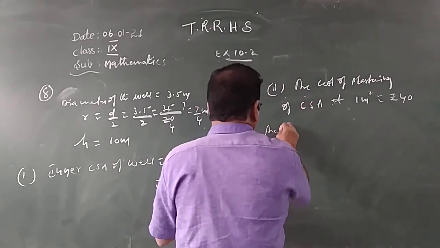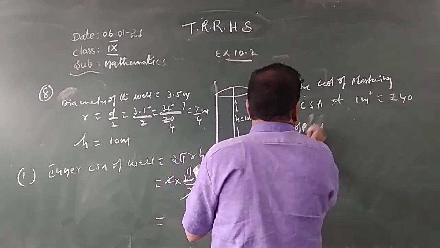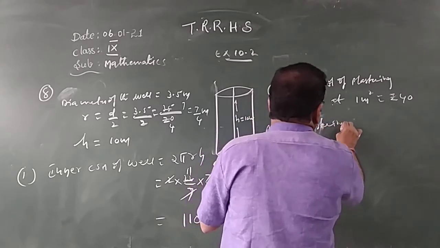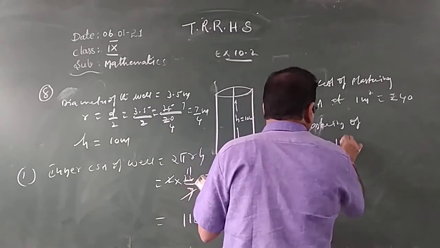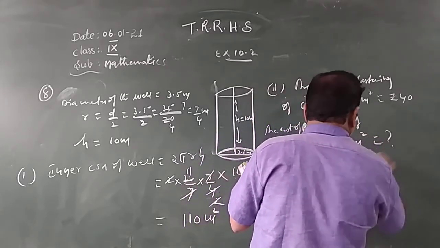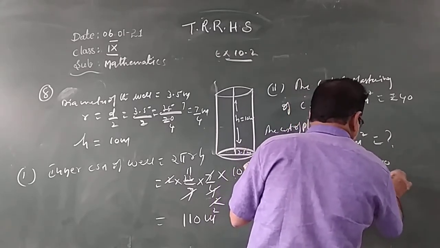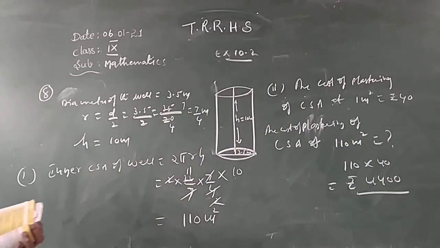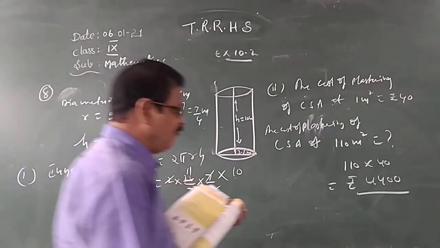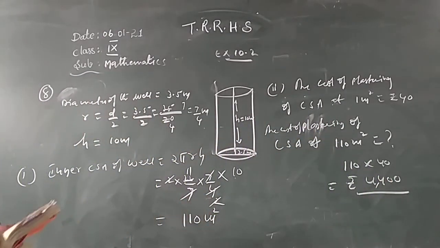The cost of plastering the CSA of 110 square meters equals how much? So 110 square meters into 40. So 11 44. How much? The cost of plastering this curved surface area of the well is 4,400 rupees. This is the answer. I hope you clearly understood, children.